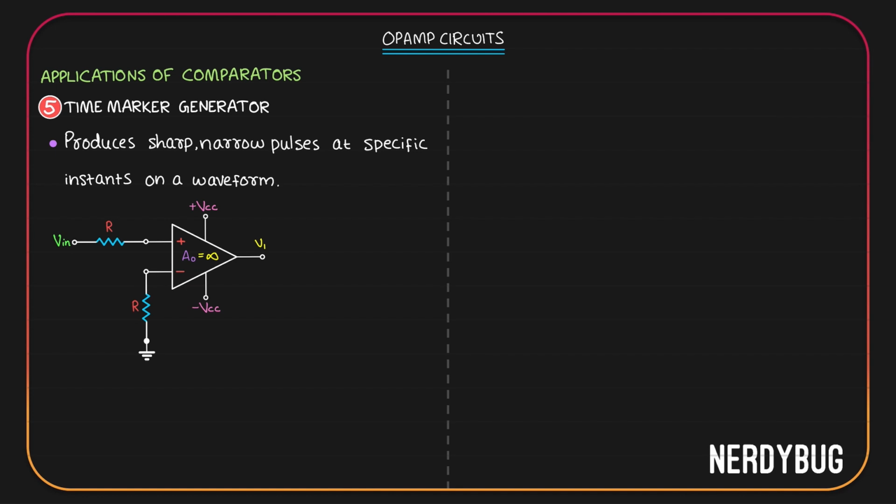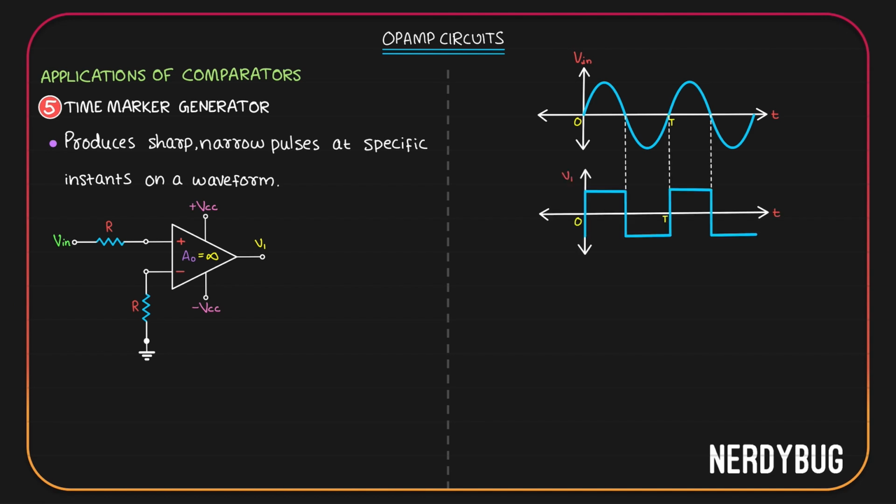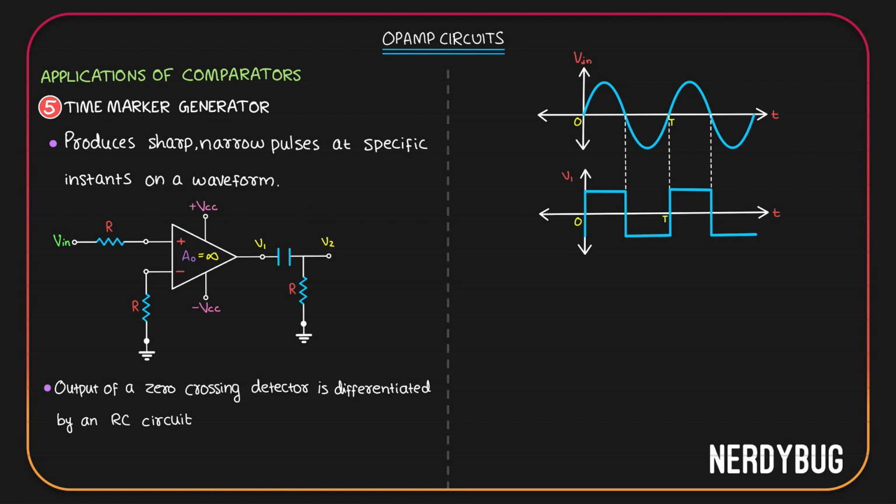Let's take a sinusoidal input signal and plot the output V1. It will look like this. Every time the signal crosses 0, output changes the state. Now, this output will be fed into an RC differentiator. Let's call the new output V2. V2 will be derivative of V1. We already have plotted V1. Let us plot V2. It will look like this. We have a positive pulse every time V1 goes from negative to positive. We have a negative pulse every time V1 goes from positive to negative.